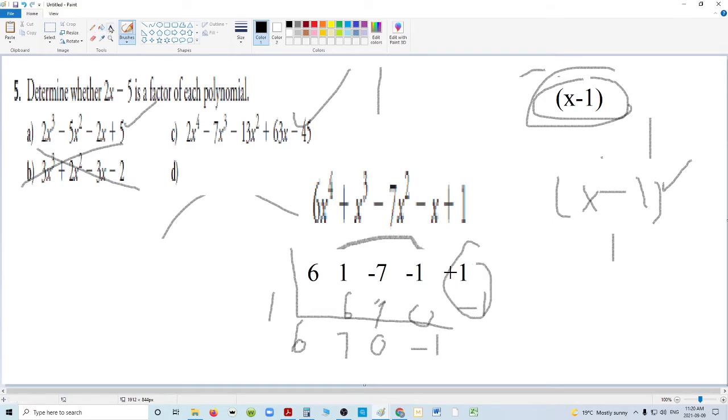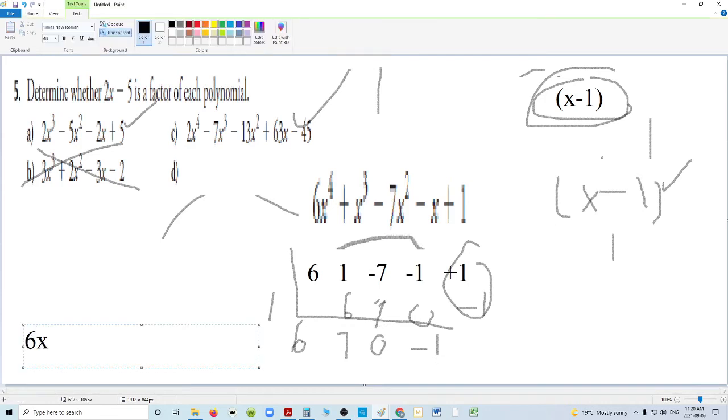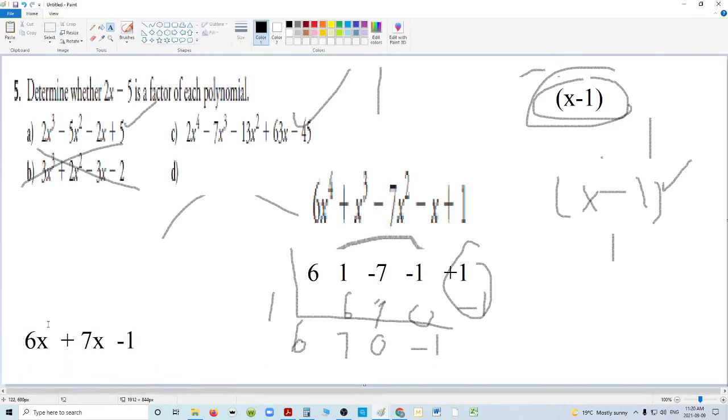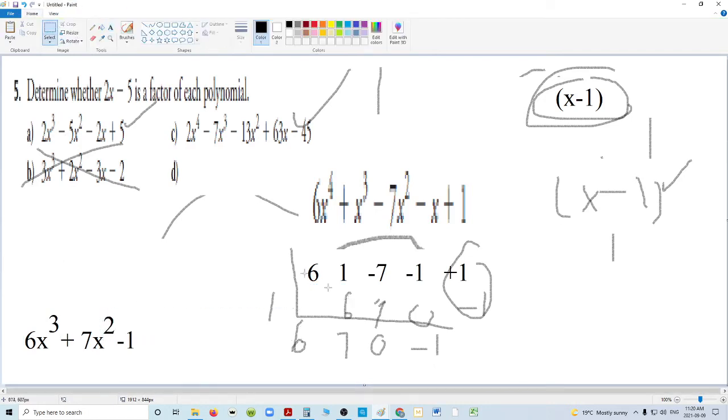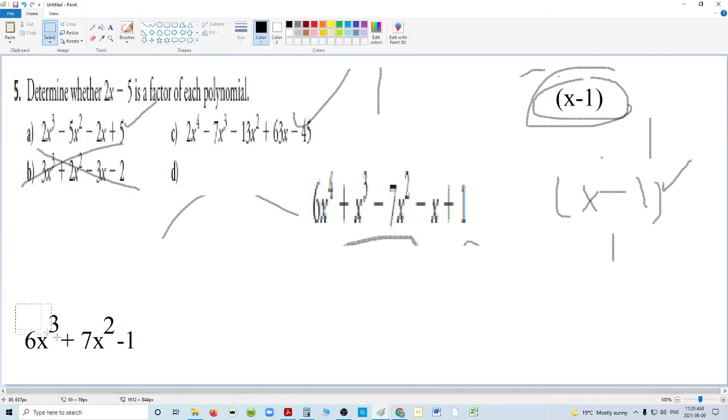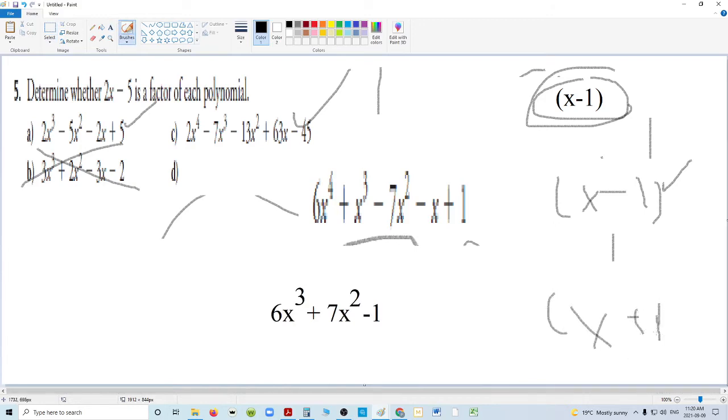So that means I'm talking about 6x cubed plus 7x squared minus 1, cubed and squared, and there's no x in there. So the next question is, can I figure out factors in here? For instance, is x plus 1 a factor? If I plug in minus 1 in here, I get minus 6 plus 7 minus 1. Oh, I've discovered that x plus 1 is also a factor.